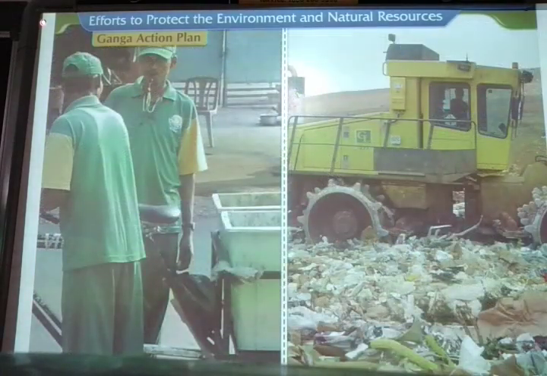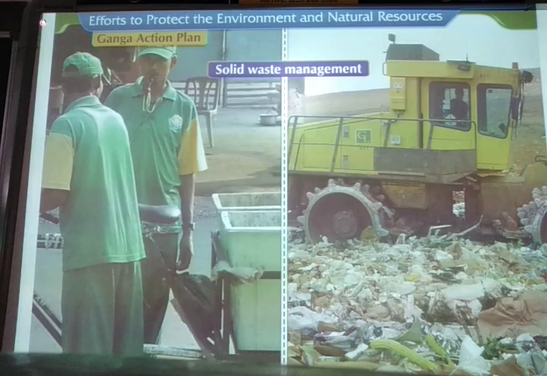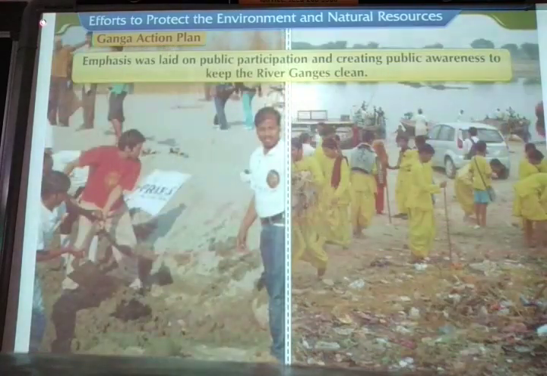Other pollution control methods like solid waste management were also used. Emphasis was laid on public participation and creating public awareness to keep the River Ganges clean.